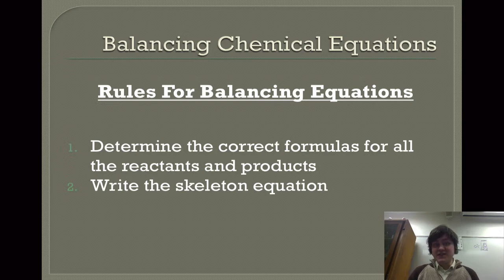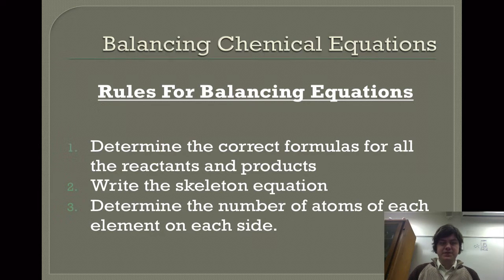Step 2 is writing the skeleton equation. If you're having trouble with this step, check in with last lesson. Number 3 is to determine the number of atoms of each element on each side. What I do is I set up a grid, which you'll see later on in this video, and make a list of each type of atom. Then I strictly count the number of each type of atom, both on the reactant side and on the product side.